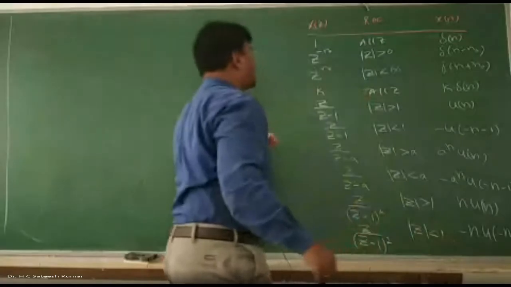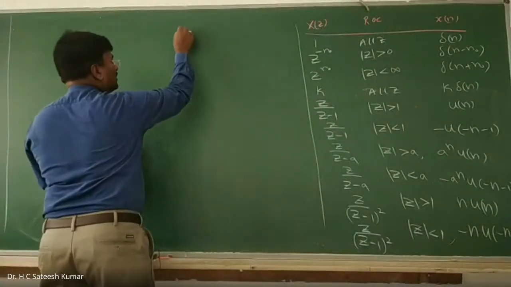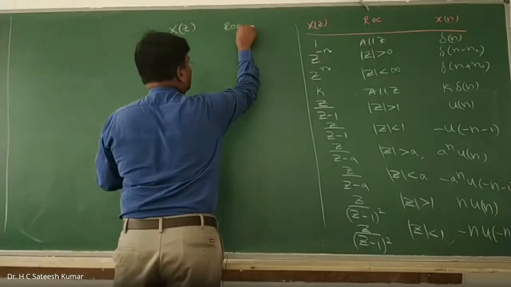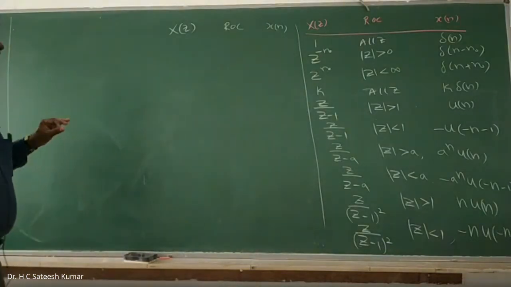Other things are not standard ones. Two more are there. X of z, ROC, x of n.